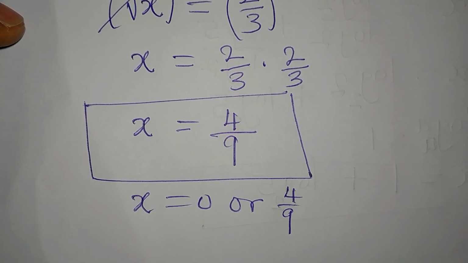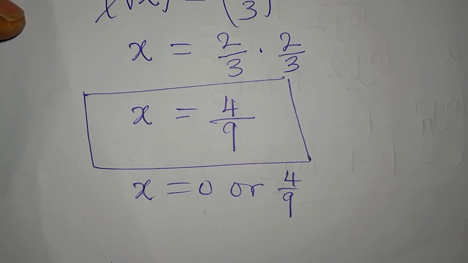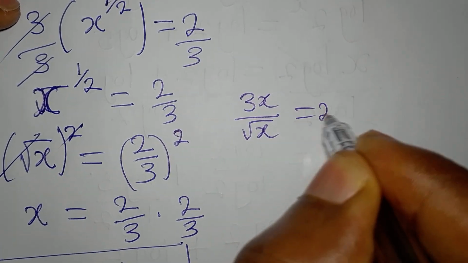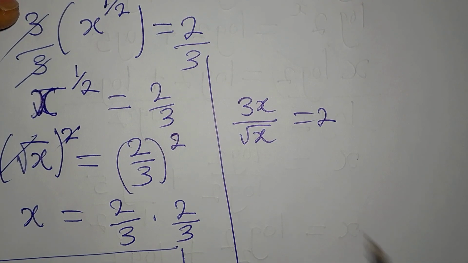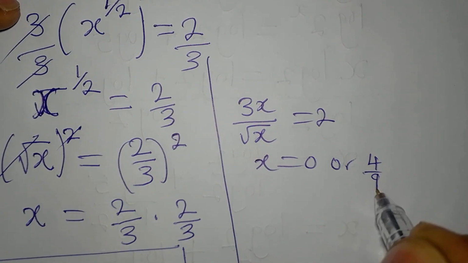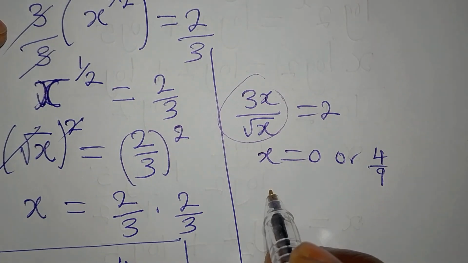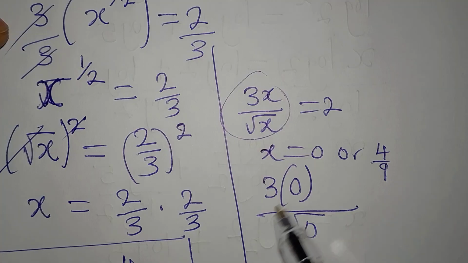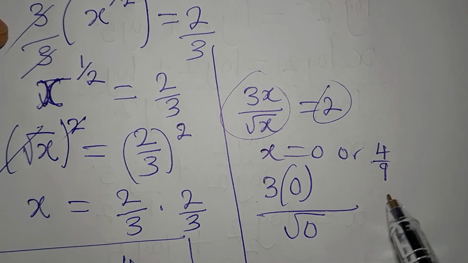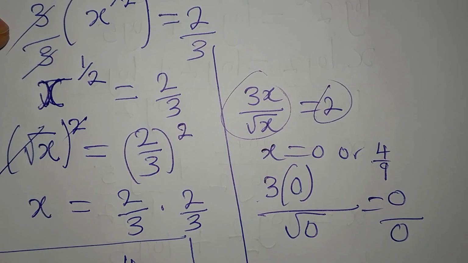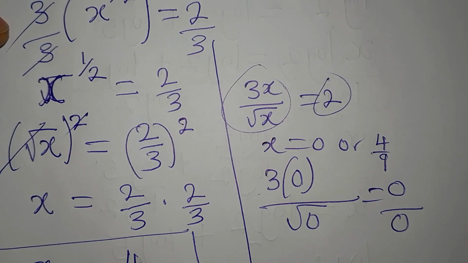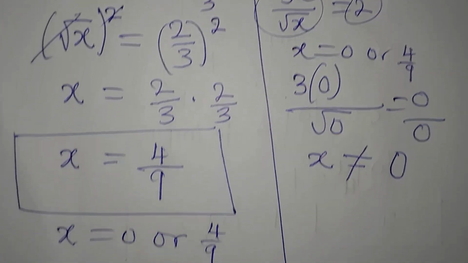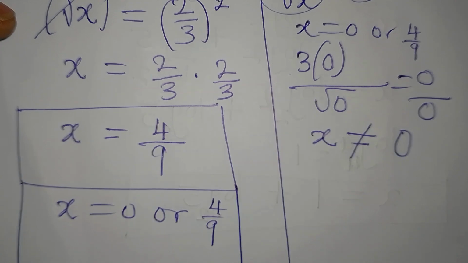So the second method gave us one solution, and the first method gave us x to be 0 or 4 over 9. Now, which of them is best for this kind of problem? Remember, the given equation is 3x over square root of x equals 2. And the first method gave us x to be 0 or 4 over 9. And x cannot be 0 in this case. If it is 0, it means that we have 3 multiplied by 0, divided by square root of 0. And this right here cannot give us 2 on the other side, because 3 times 0 is equal to 0, square root of 0 is 0, and if you divide the number by 0, it will be undefined. So our x cannot be equal to 0. So that has to be rejected. This means that the first method gave us one wrong solution, right?